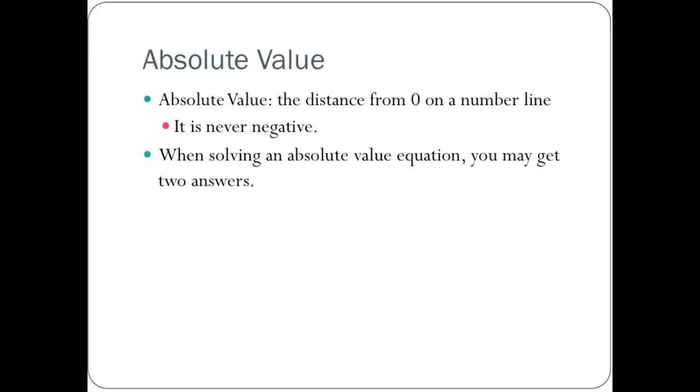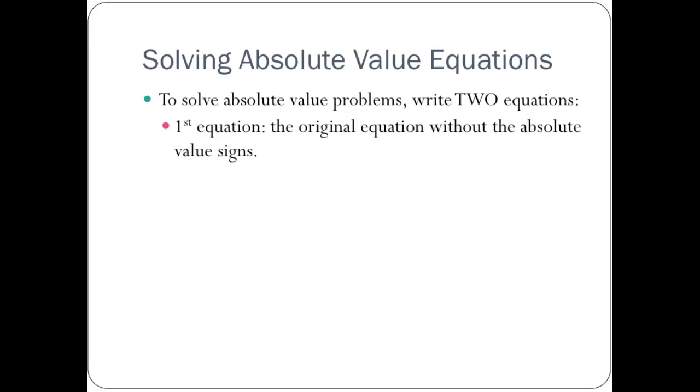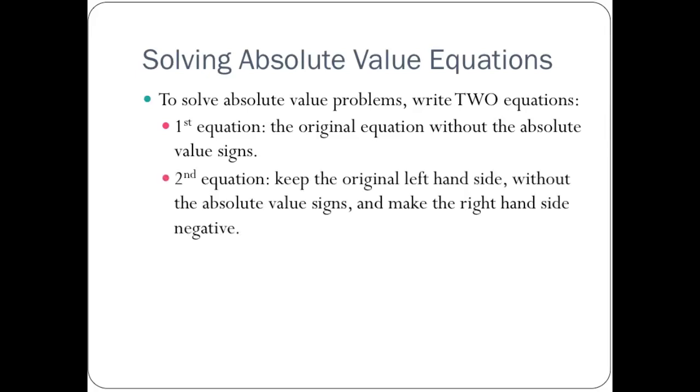Now, how do you go about solving it? If you are trying to solve an absolute value problem, you will write two equations. The first equation is going to be the original equation without the absolute value signs. For the second equation, you're going to keep the original left-hand side without the absolute value signs, and then make the right-hand side negative, or the opposite.